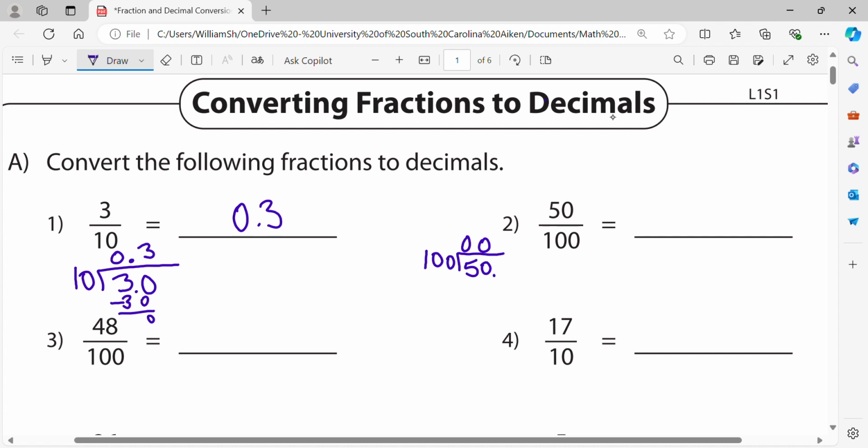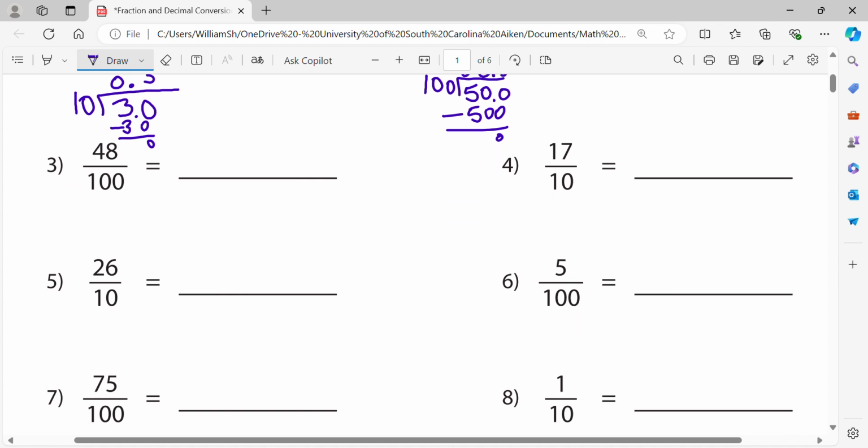But 100 won't go into 50, so I need to add a 0. Now, 100 will go into 500. Remember, keep your decimal in the same location, so I'm going to put a decimal here so it lines up. Now, 100 goes into 500 5 times. 100 times 5 is 500. So, I can now subtract this off, and we're looking at a 0 here. So, we have a 0 remainder, so our answer here is 0.5. So, we've converted 50 over 100 to 0.5. Simple so far, right? All right, let's keep going.